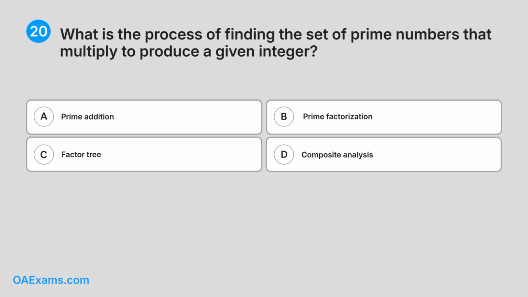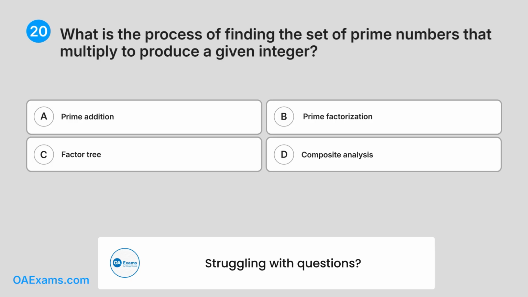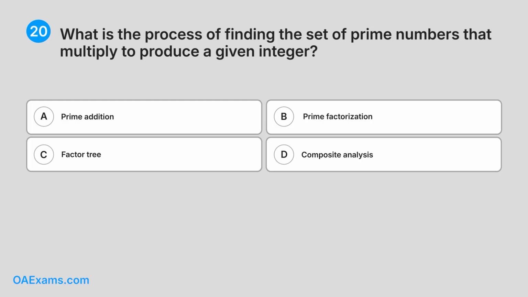20. What is the process of finding the set of prime numbers that multiply to produce a given integer? A. Prime addition. B. Prime factorization. C. Factor tree. D. Composite analysis. What do you think is the answer?